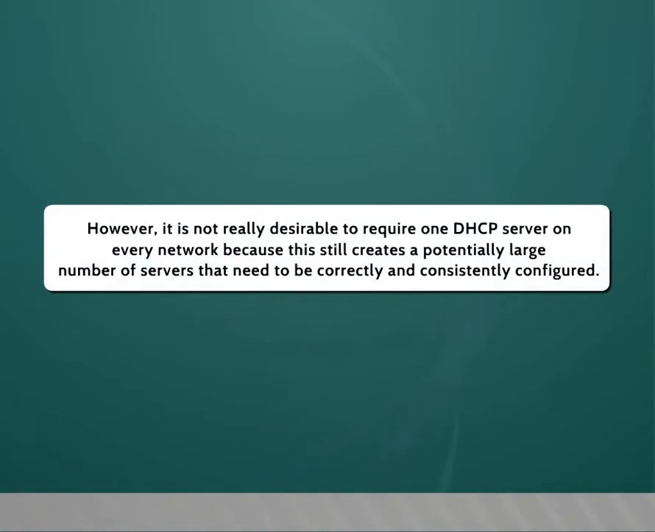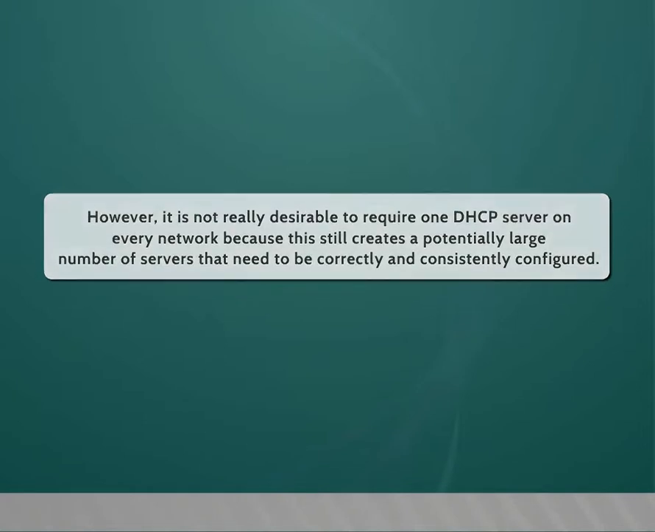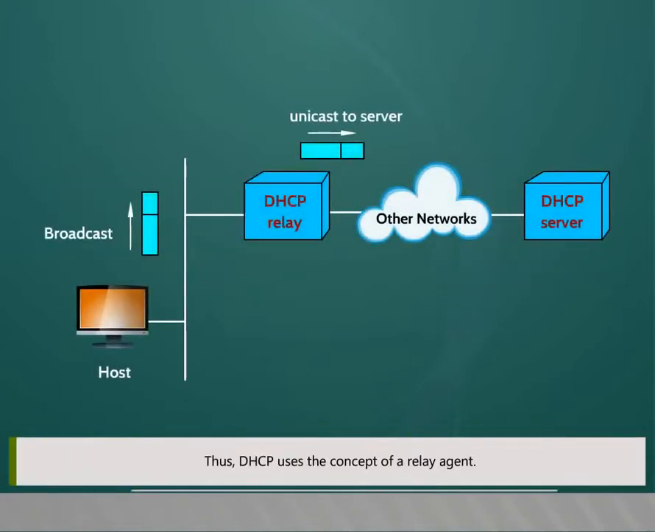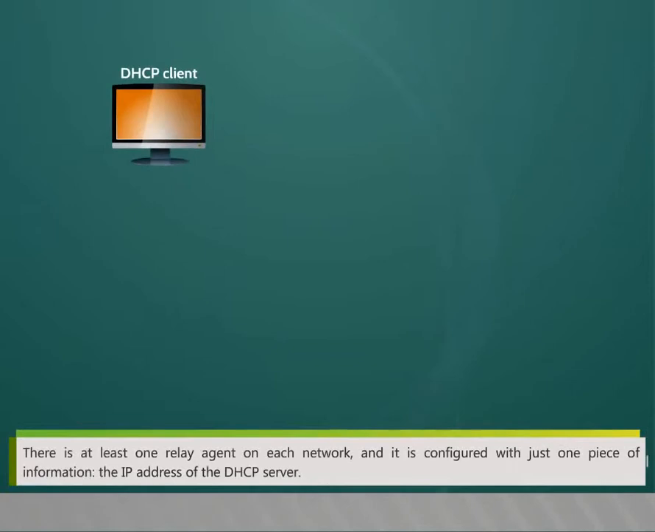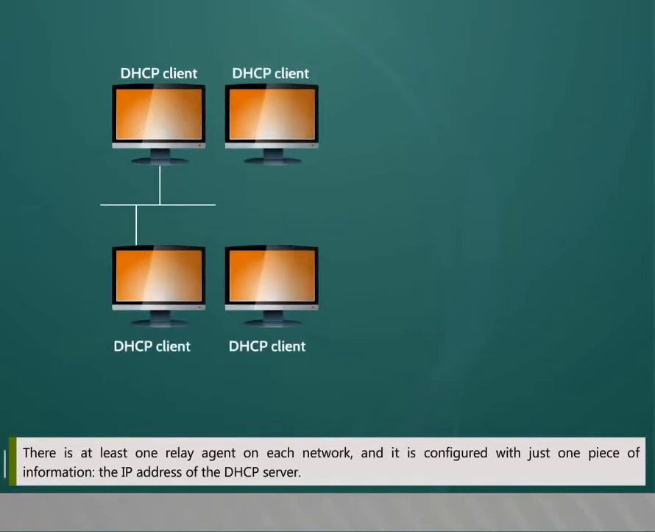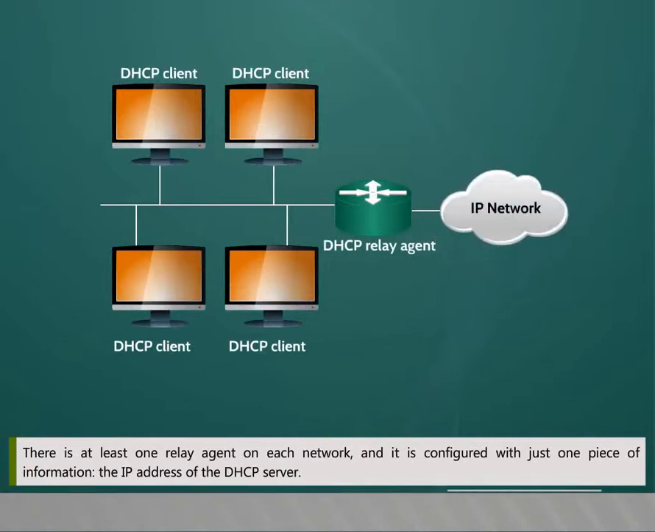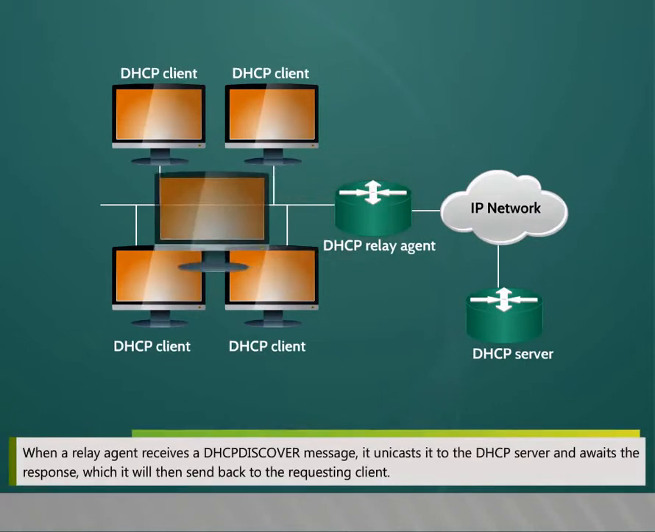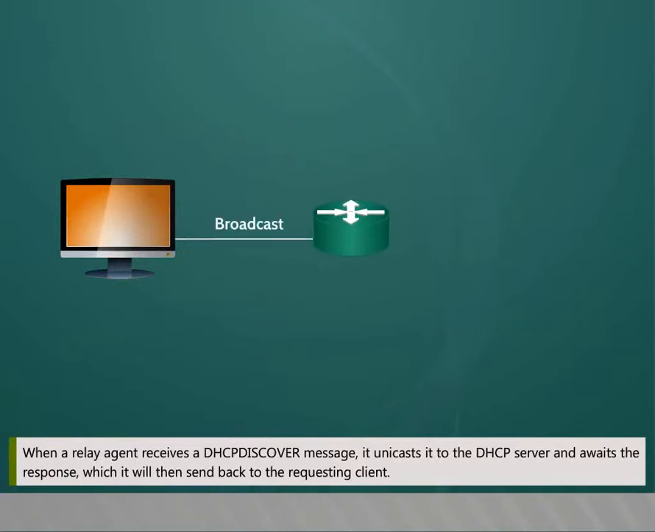However, it is not really desirable to require one DHCP server on every network, because this still creates a potentially large number of servers that need to be correctly and consistently configured. Thus, DHCP uses the concept of a relay agent. There is at least one relay agent on each network, and it is configured with just one piece of information, the IP address of the DHCP server. When a relay agent receives a DHCP discover message, it unicasts it to the DHCP server and awaits a response, which it will then send back to the requesting client.